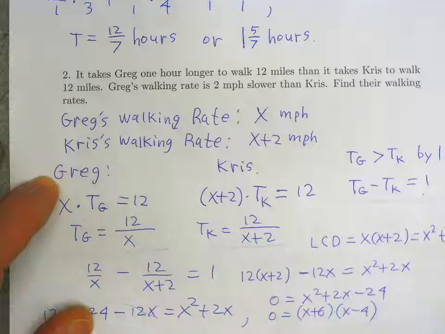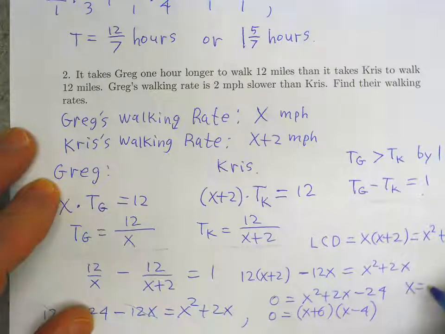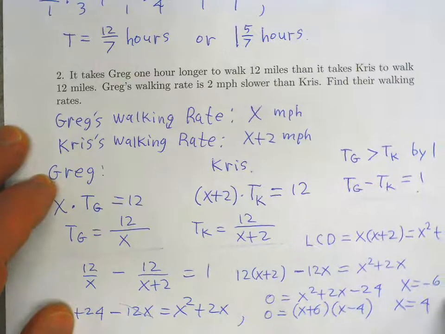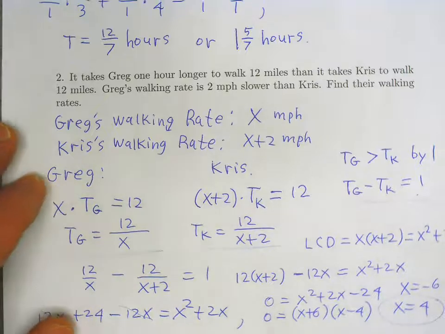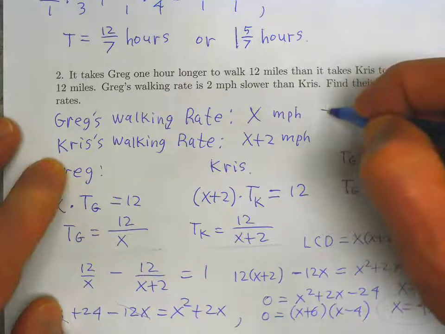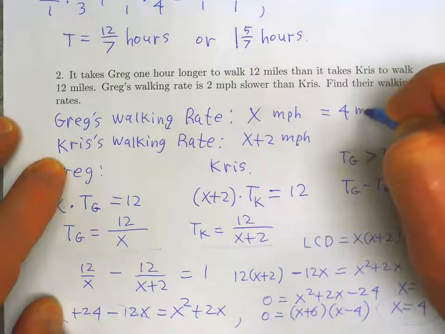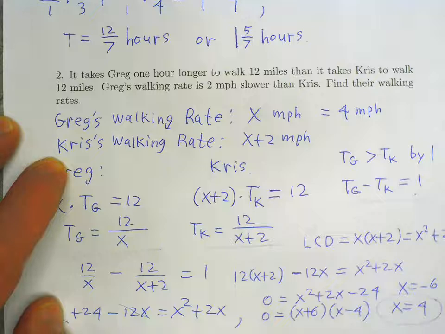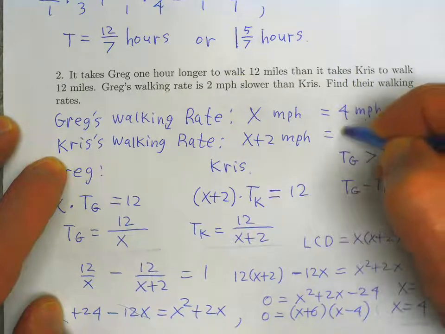This equation has 2 solutions. One is x equals negative 6. The other one is x equals 4. But the only solution that makes sense is x equals 4. So Greg's walking rate is 4 miles per hour. And Chris's walking rate is 4 plus 2, or 6 miles per hour.